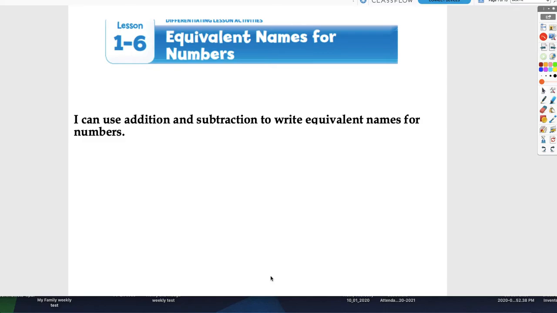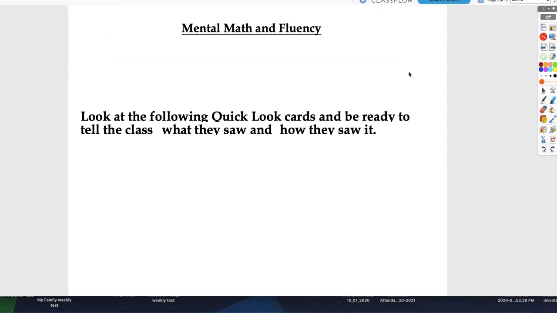Do you remember quick look cards? Angelina, you weren't here last year, so that's okay. But everybody else was here last year, and they hopefully remember quick look cards. You're going to look at the card for about 4 seconds. Then I will call on a person who thinks they can tell me what they saw on the card and how much it was, and what they did to figure out the answer, okay?